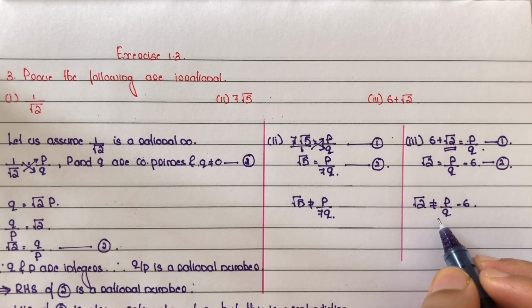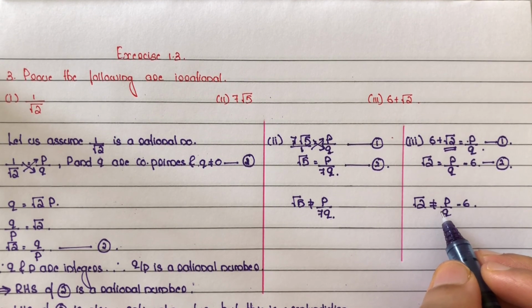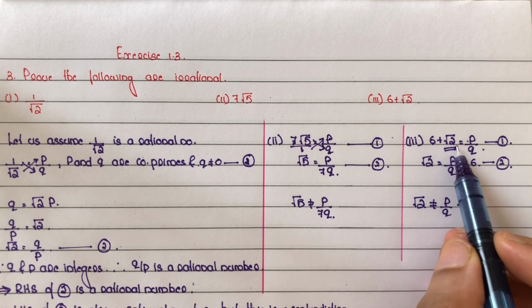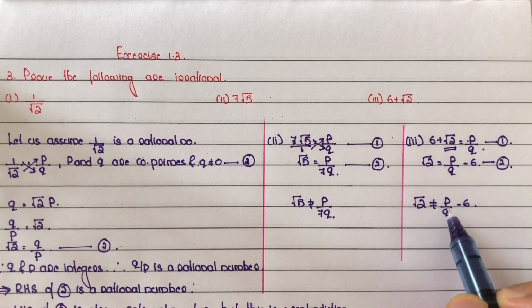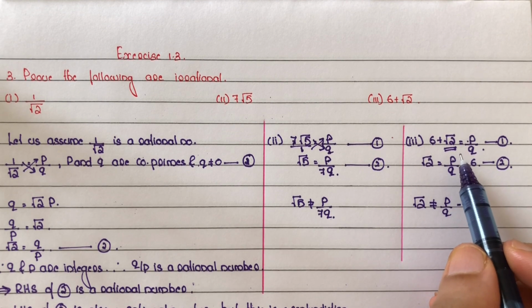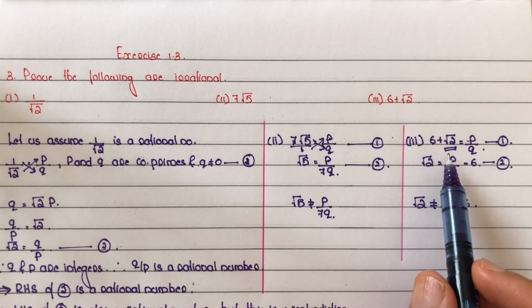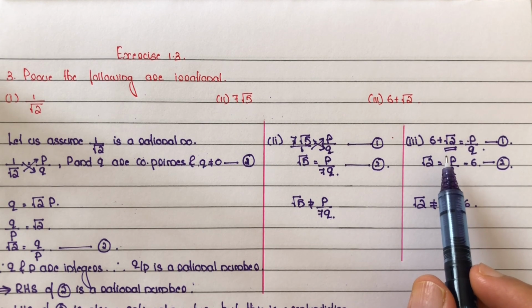So the final equation we got is wrong. The equation was formed based on our assumption that 6+√2 is a rational number. If the equation is wrong, our assumption is wrong. That means we can conclude that 6+√2 is not a rational number, it is an irrational number.